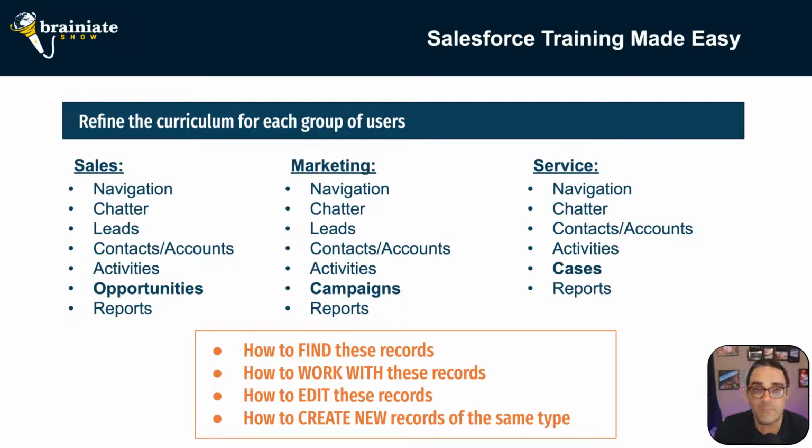this is what a typical curriculum might look like. So if you have users in sales, as represented on the left-hand side, you have sales, and in the middle you have marketing, and on the right-hand side you have service. So for folks in sales, typically when it comes to features, they need to know navigation. They need to know how to use Chatter. If you're using Chatter, they need to know how to use leads. If you're using leads, they need to know how to work with contacts and accounts, with activities, with opportunities, and with reports. And for each of these things, they need to know how to find each of these records, how to work with each of these records, how to edit these records, and how to create new records of the same type.